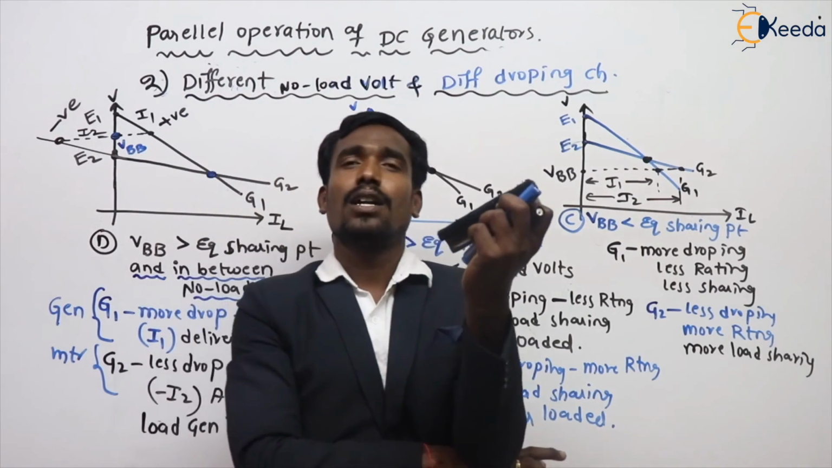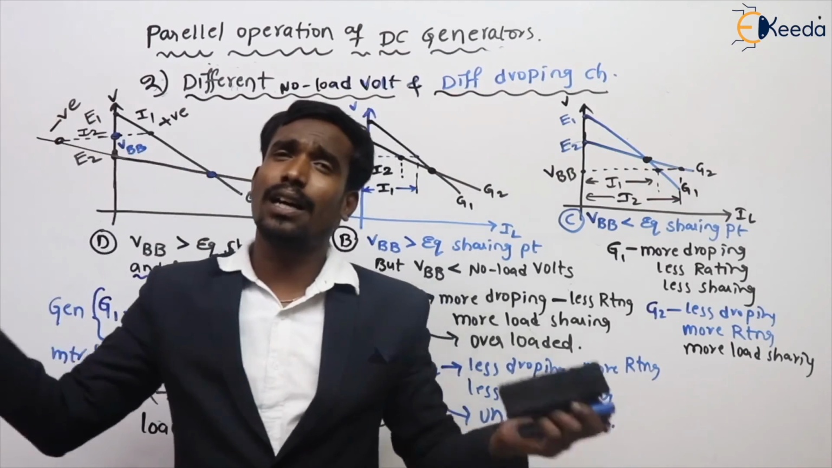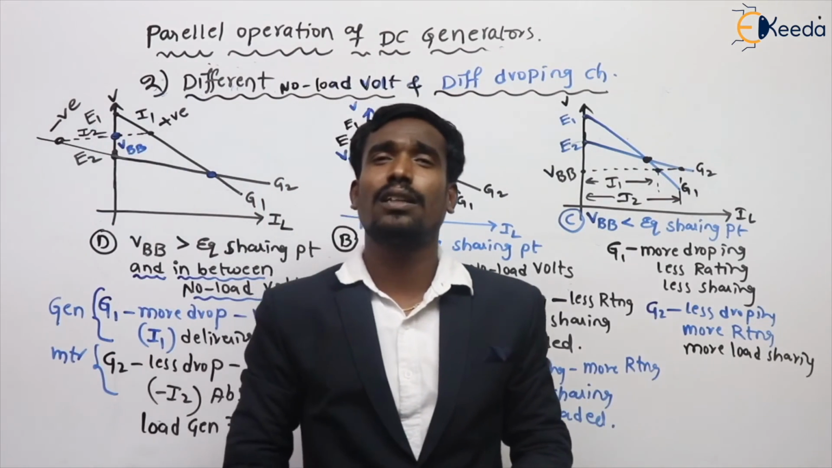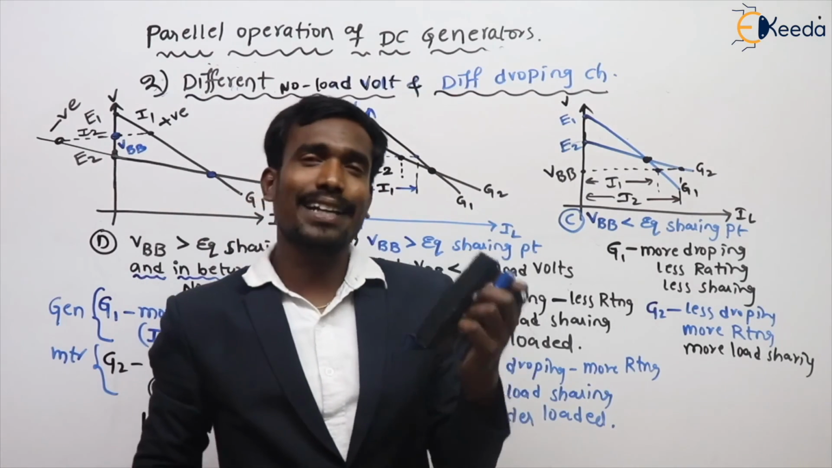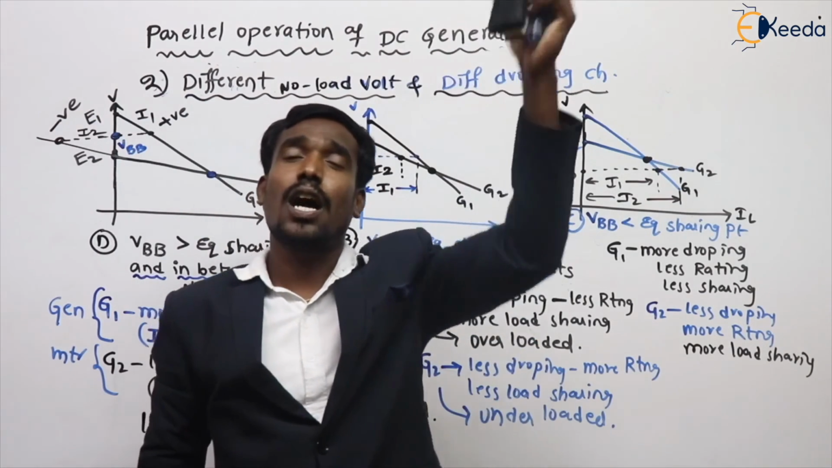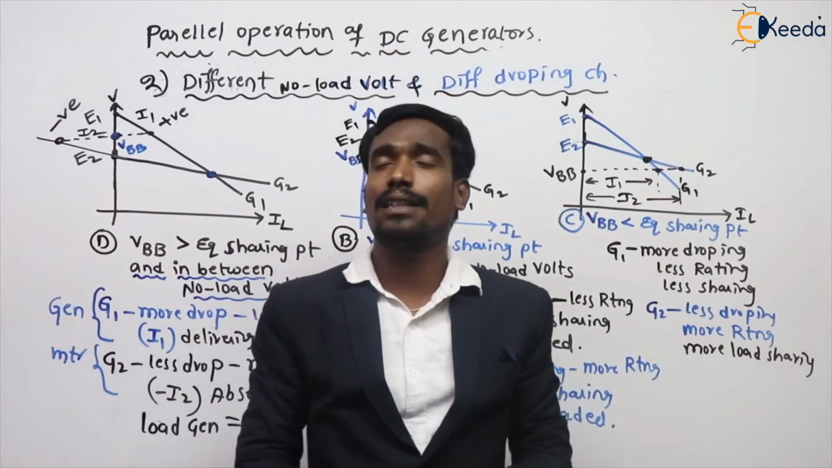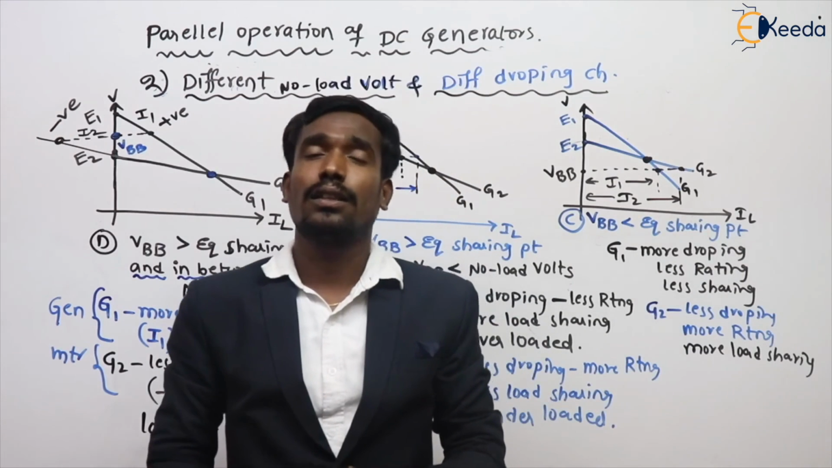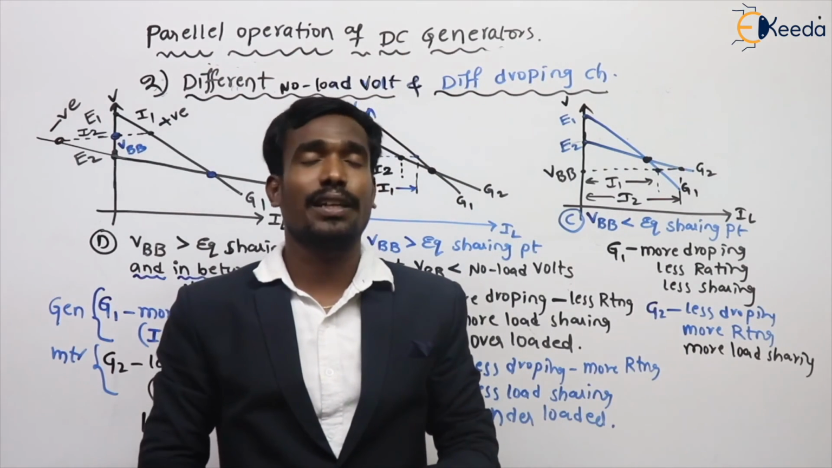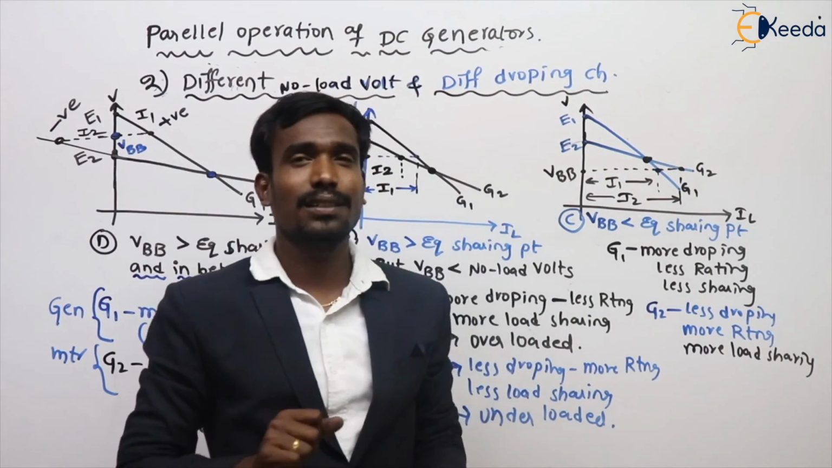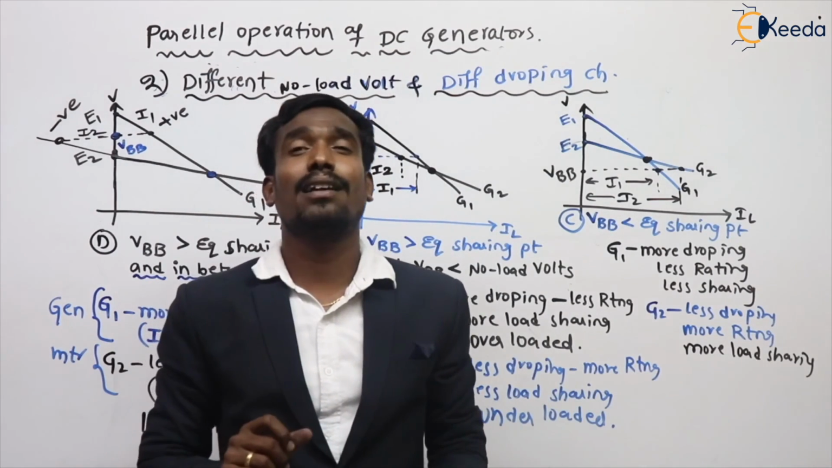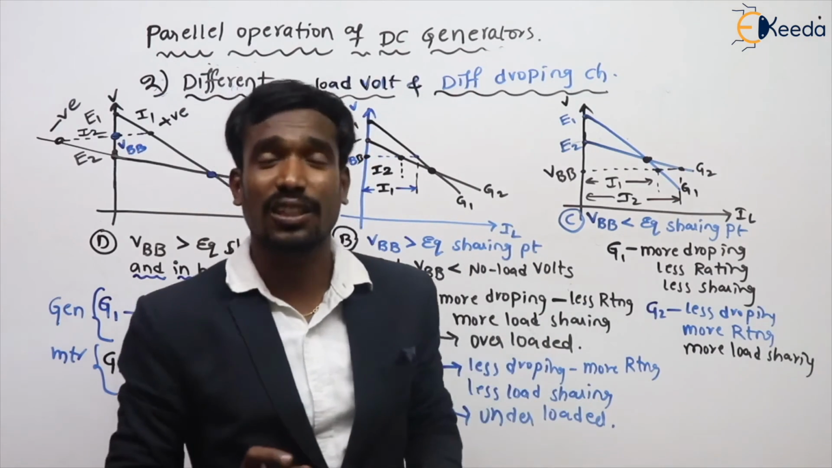And next, when we want to remove one generator from the parallel operation, the excitation of the generator being removed should be reduced and the existing generator's should be increased up to the floating point. Floating point is nothing but the same voltage point. Then after that we can remove that generator. And then you saw the different characteristics already. This is simply about the parallel operation of DC generators.